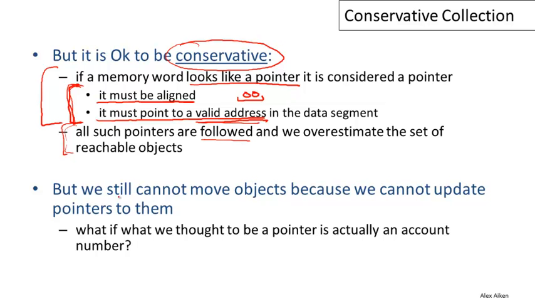Now, we still can't move the objects, because we can't update the pointers to them. If we don't know that something is a pointer, we certainly don't want to change it. So for example, if we thought something was a pointer and it was actually an account number, and then we updated the pointer when we move the object, we would just completely change what the program does. So this only really works with mark and sweep.